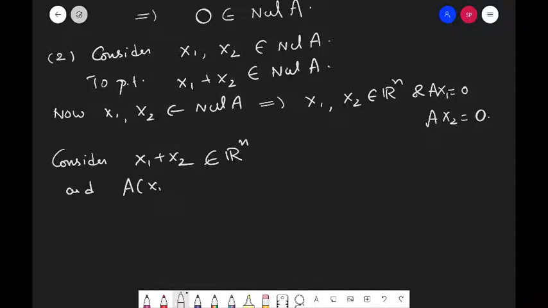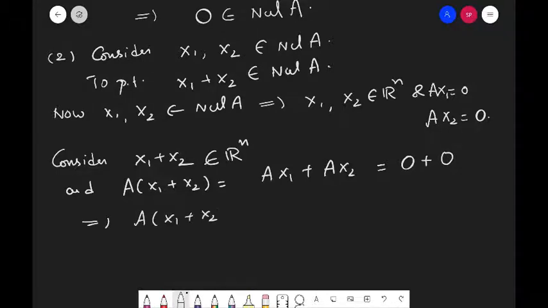And what will be A into x1 plus x2? That is equal to Ax1 plus Ax2. What is Ax1? 0. What is Ax2? 0. That implies A into x1 plus x2 is equal to 0. Hence, x1 plus x2 belongs to null A, because x1 plus x2 belongs to Rn and A into x1 plus x2 is equal to 0. Therefore, the summation will be in null A. So, the second condition is also over.